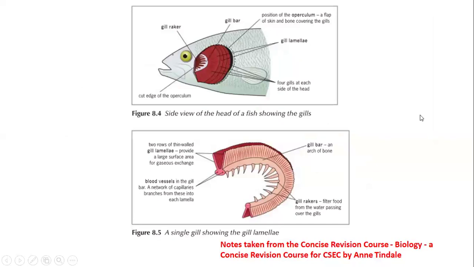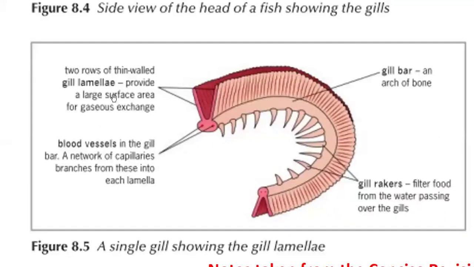All right, then we have the fish, which most people ignore. So let's look at the fish, guys. Let's bring it up a little bit. Let's look at the lamellae, right? The gill lamellae, so let's label it. This provides a large surface area for gaseous exchange. So the lamellae would be like the alveoli in humans. The blood vessel will be here. The gill rakers filter blood from the water passing over the gills, right?